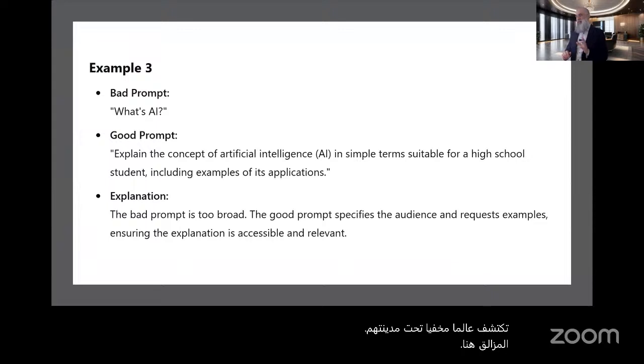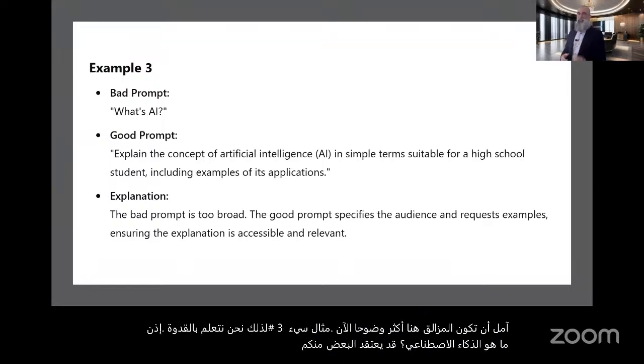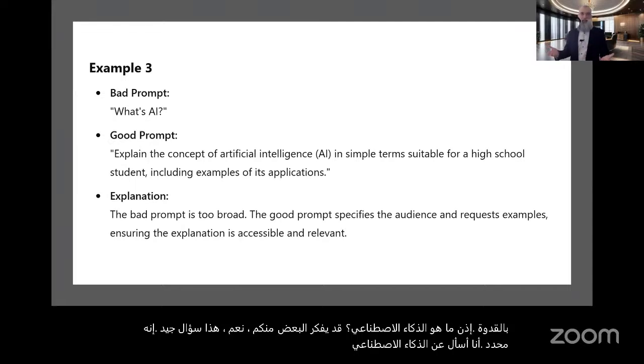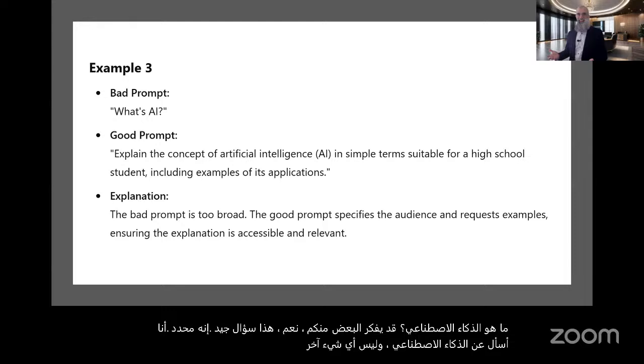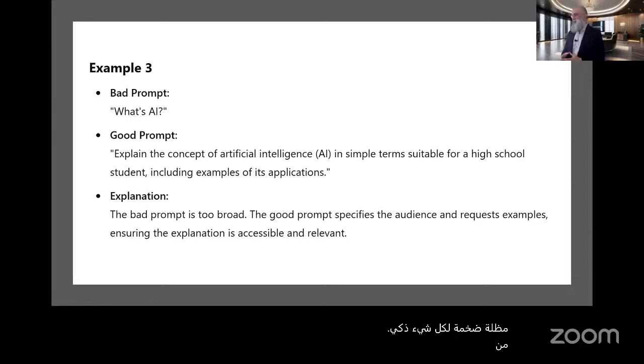Now, bad example number 3. So we are learning by example. What is AI? Some of you might think, yeah, this is a good question. It's specific. I'm asking about AI, not anything else. But AI is a huge umbrella for everything smart in terms of technology. So a better one would be: explain the concept of artificial intelligence in simple terms.